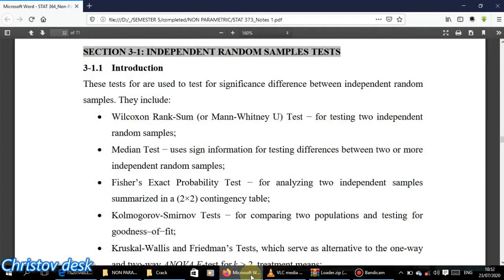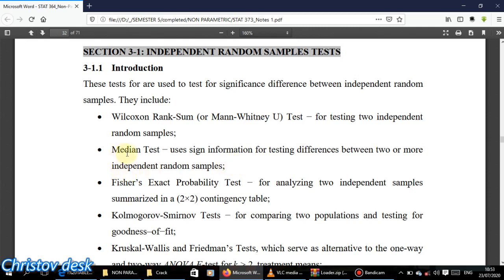So we're trying to talk about this. These are the various independent non-parametric tests you can do. The Wilcoxon rank sum, or Mann-Whitney U test. You either call it Mann-Whitney or Wilcoxon rank sum test. I think it's a combined work that they did, so any of them qualifies to be given the credit.